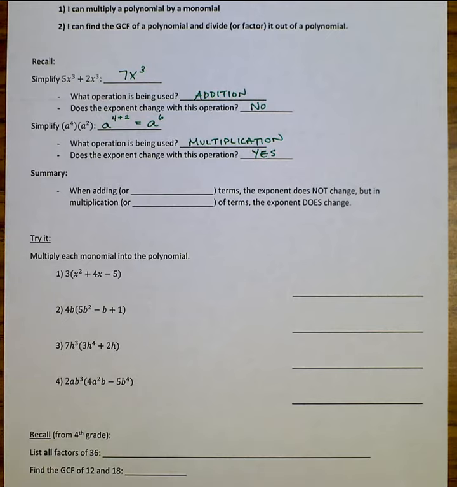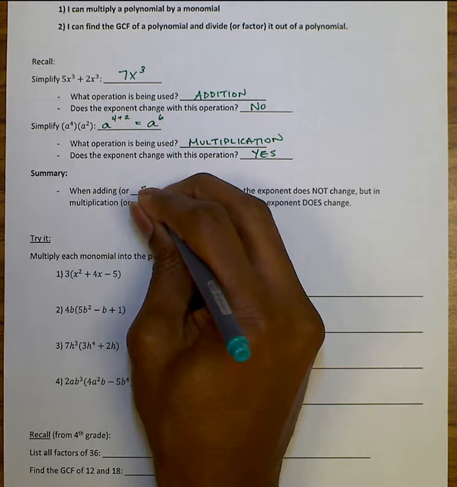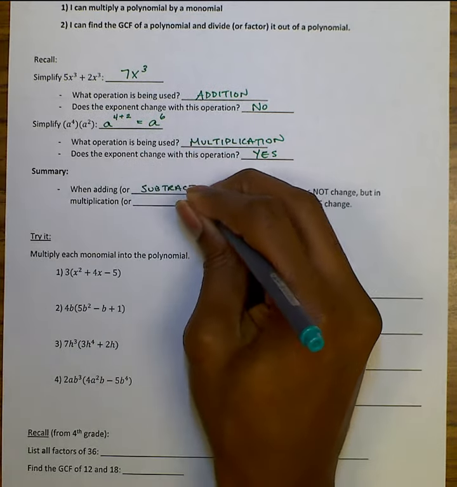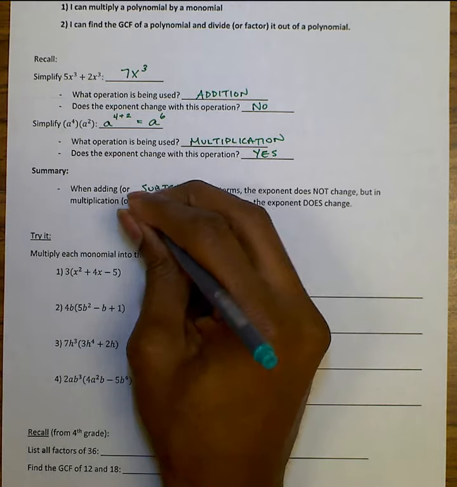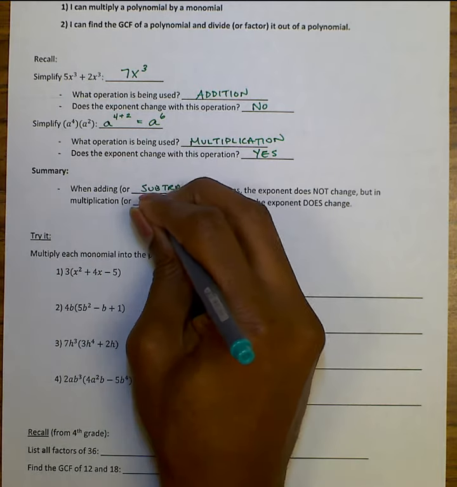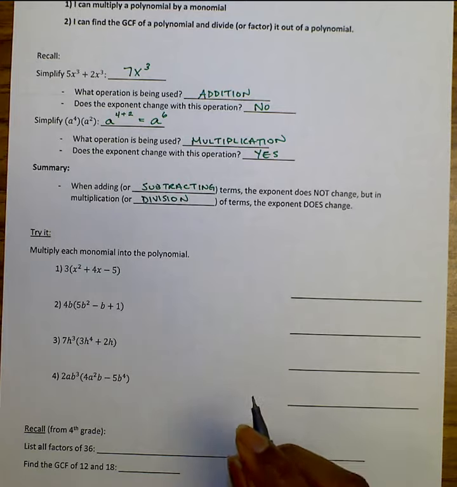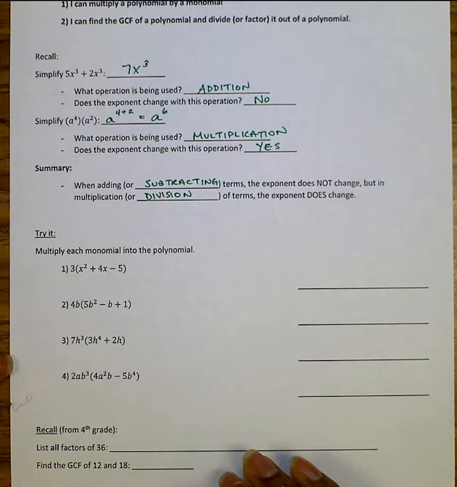Okay, so summary, when adding or subtracting, remember those are essentially the same thing. If you were with me first semester, we talked about that a lot. When adding or subtracting terms, the exponent does not change, but in multiplication or division, again, essentially the same thing, the exponent does change. So let's go through a few examples of this.